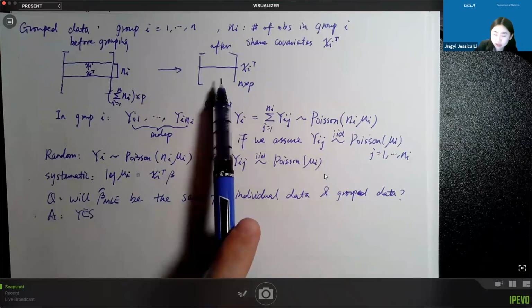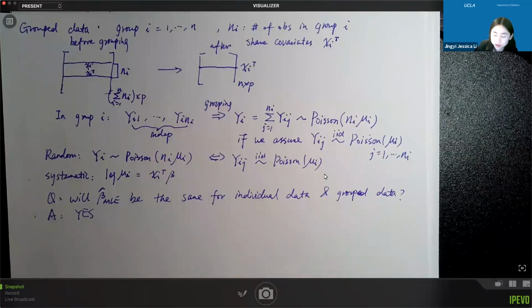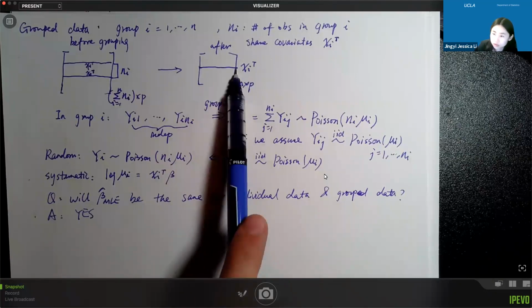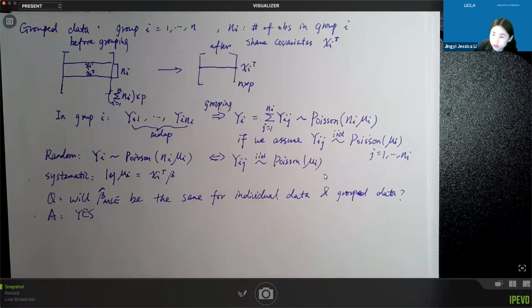But the group data is obviously computationally preferred, right? Because you can greatly reduce the number of rows, and that can save you a lot of storage and also computational resources for matrix multiplication, for example.